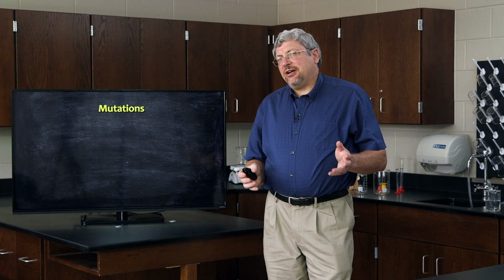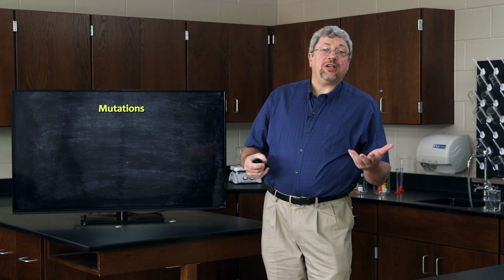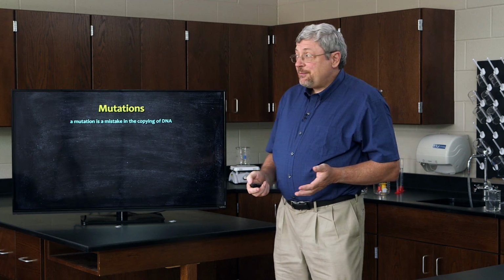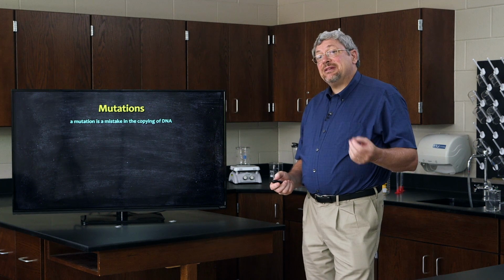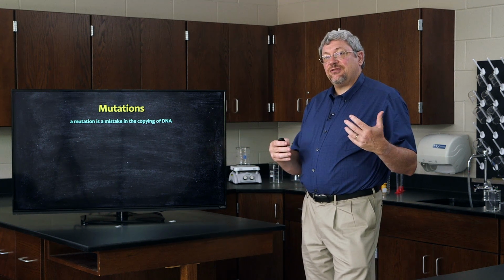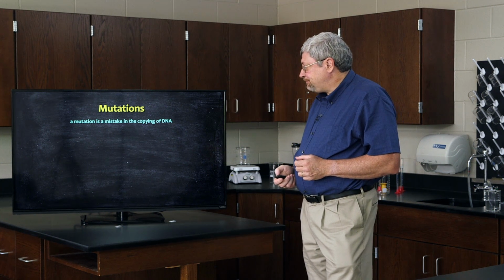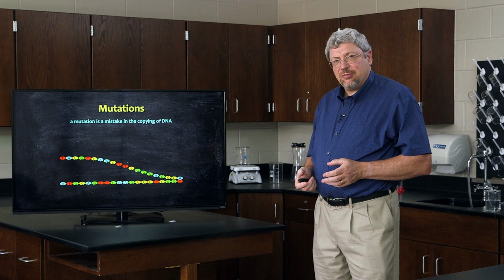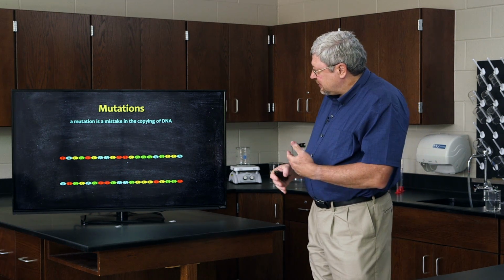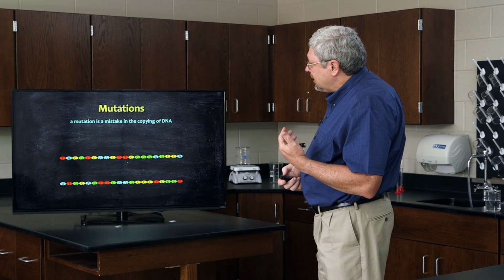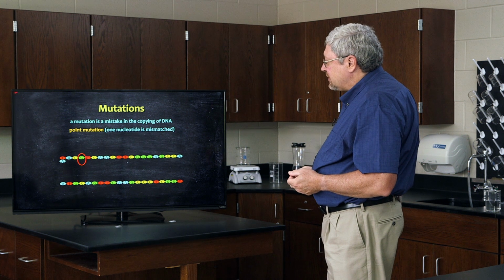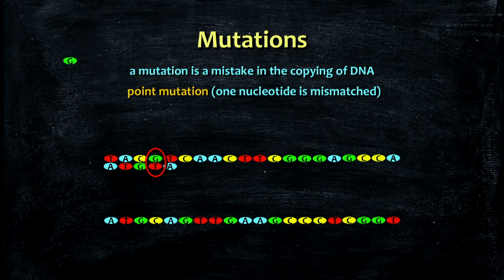We've now learned enough about DNA to understand what mutations are. A mutation is basically a mistake in the process of copying DNA. There are two types of mistakes that can be made in the process of separating and then bringing in nucleotides. One possible mistake is to bring in the wrong nucleotide.